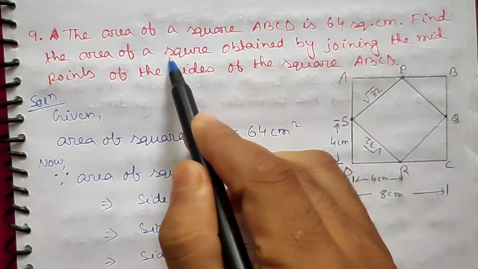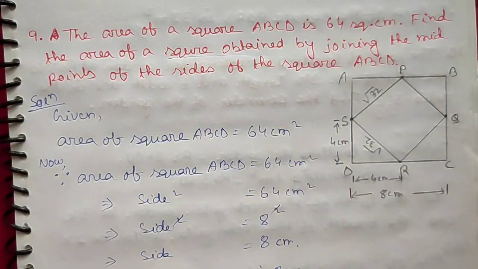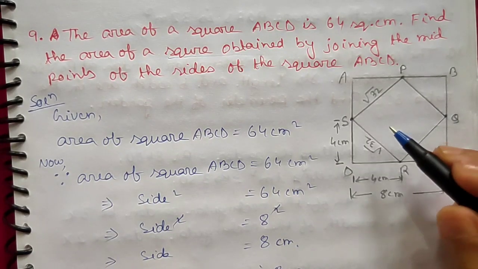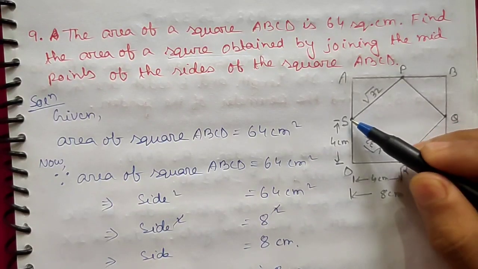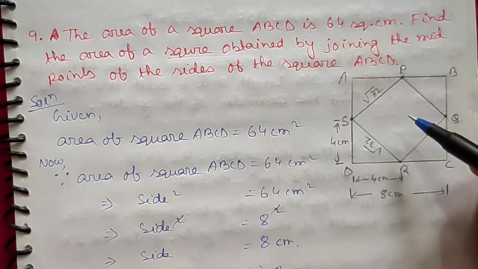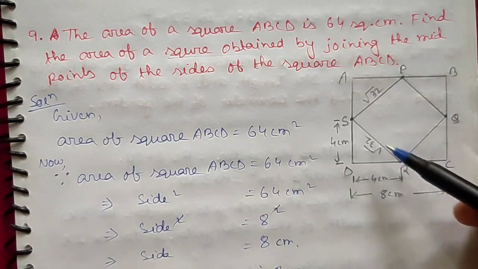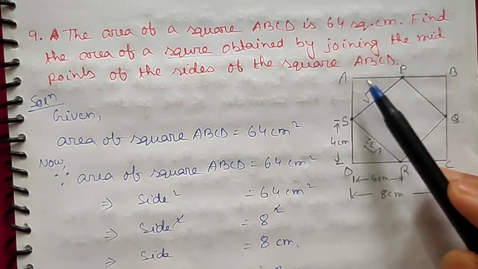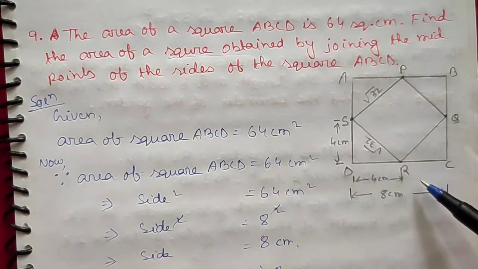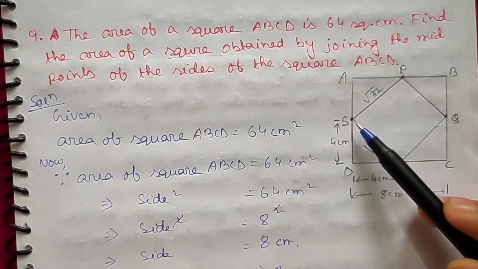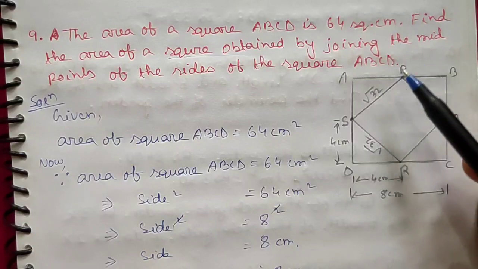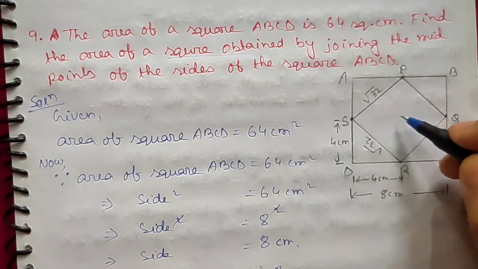Next, what is asked in the question? We have to find the area of the square obtained by joining the midpoints. Midpoint is the middle point of a line segment. Okay, middle point of a line segment. So now like this, suppose consider this is the given square ABCD. Okay, now suppose consider this is the midpoint. So PQRS are the midpoints of AB, BC, CD and DA respectively. Okay, now if we join the midpoints, now look, this also forms a square. Okay, now what we have to find? We have to find the area of this square.